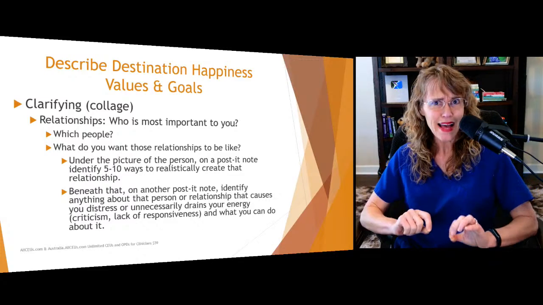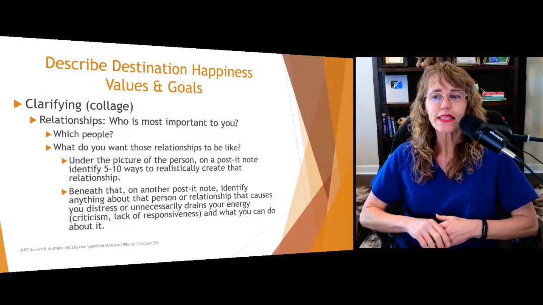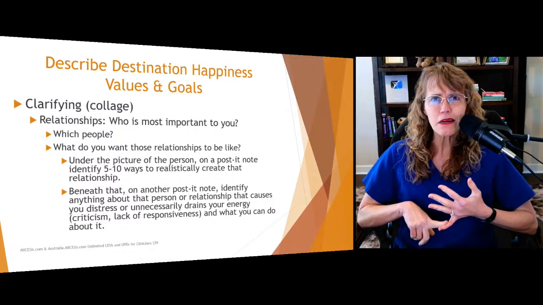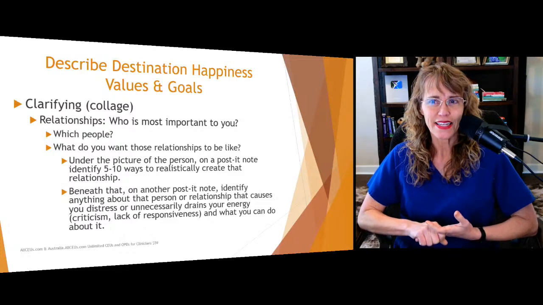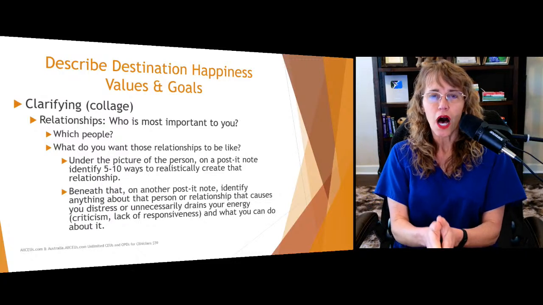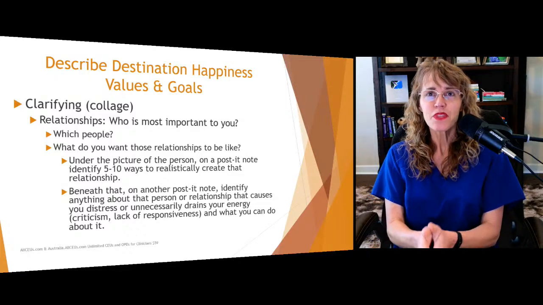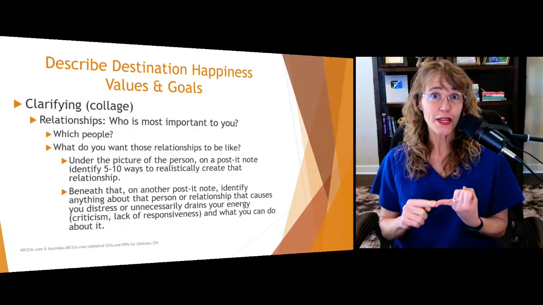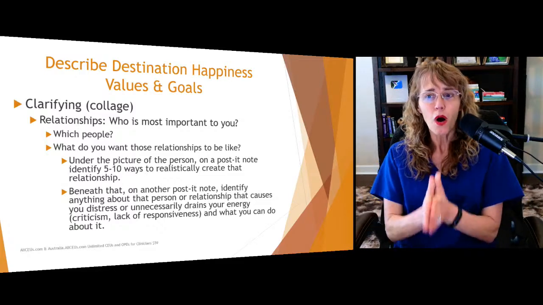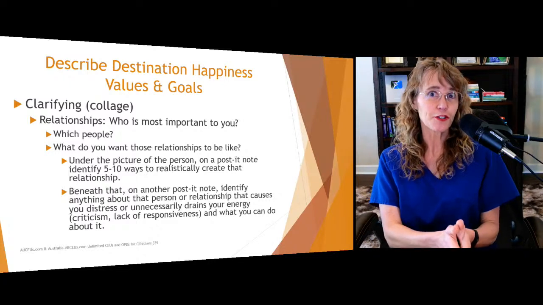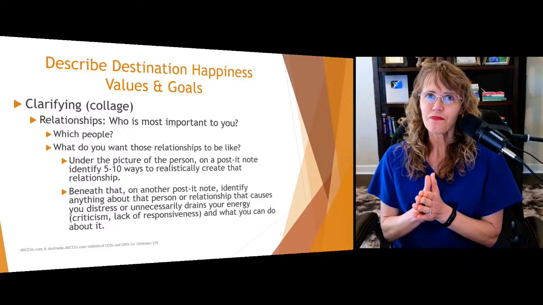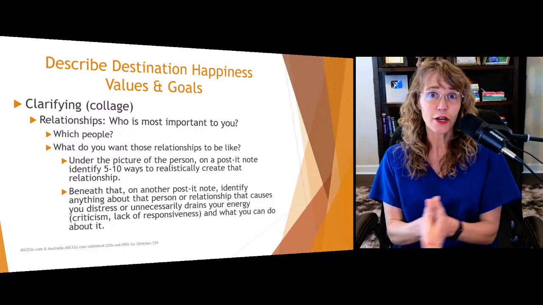And then beneath that, on another post-it note, identify anything about that person or relationship that causes you distress or unnecessarily drains your energy, like they're critical or they're not responsive, and what can you do about it? Recognizing that in a lot of cases in relationships, people are unresponsive, if you want to use that word, to you, not because they don't care, but either because they don't speak your love language, so you're not receiving it, they're trying to be responsive and you're not clueing in, or they don't understand. They are thinkers, for example, and you're a feeler. You need them to validate what you're feeling in the moment. They may not understand that's what you need, so they go to trying to fix it right away.